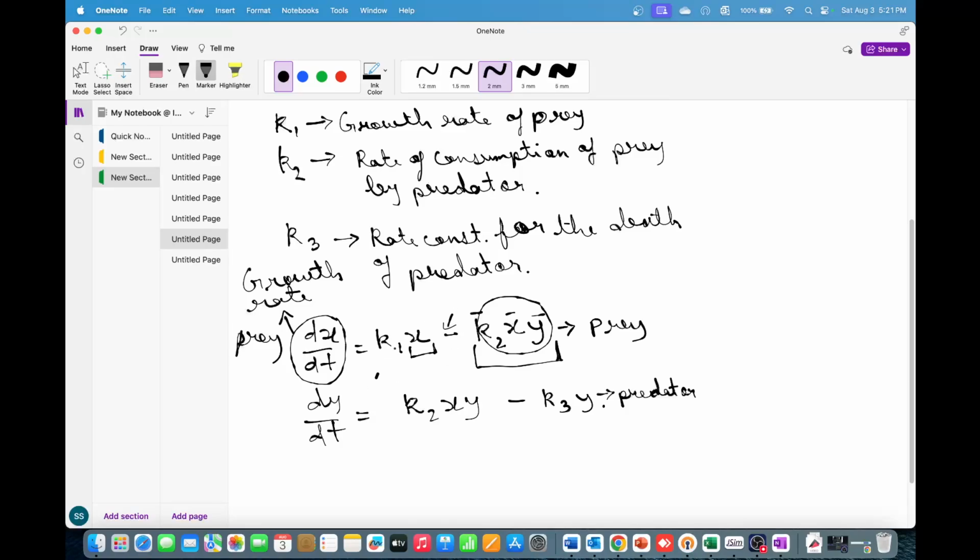So the number of prey that is present is dependent on the initial number of prey that were present, and also you have to subtract the number of prey that were eaten up by the predator. So that is how this whole equation comes.